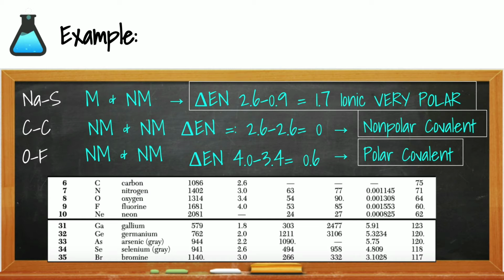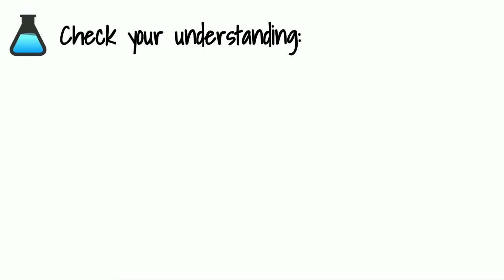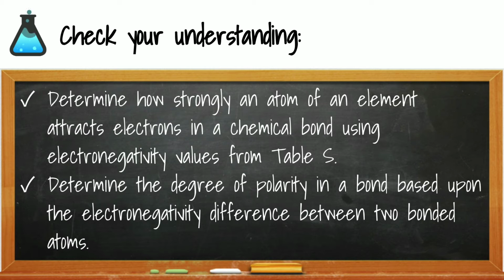Notice that when we look up the electronegativity difference of sodium and sulfur, it is a very great difference. That will give the bond very polar characteristics like high boiling point and high melting point, even higher than those of the oxygen-fluorine bond, and especially higher than those of the carbon-carbon bond. Remember, the greater the electronegativity difference, the greater the ionic character. So carbon-carbon has 0 ionic character, while sodium and sulfur have the greatest ionic character.